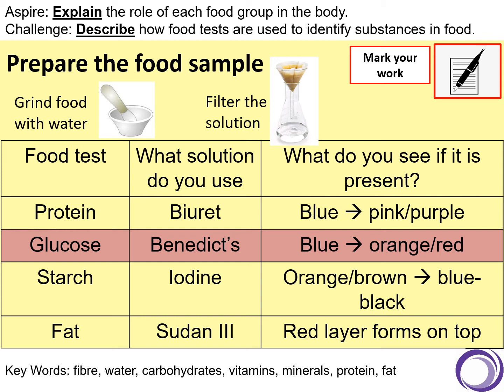The reason why that is highlighted in a pinky colour is just to remind you that you have to warm this test for it to work, so you need to put it inside a water bath. The next food test is for starch, and the test there is iodine. Iodine is orange brown, but in the presence of starch it will go blue black. Then for the fat test, we use Sudan 3, and a red layer forms on top of the solution if fats are present.